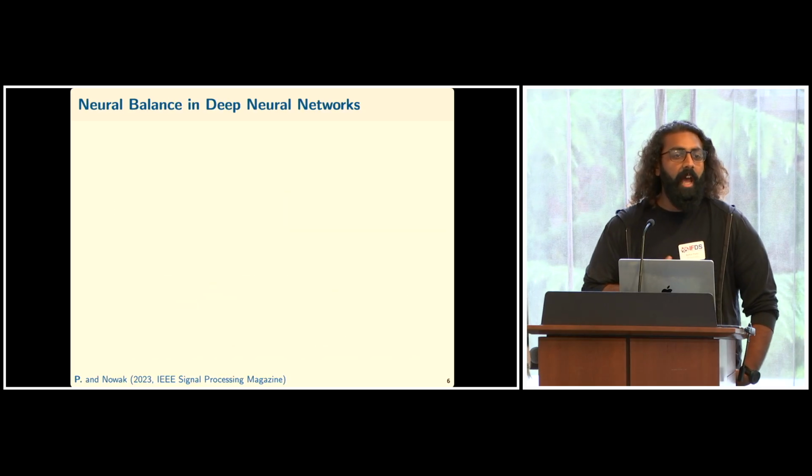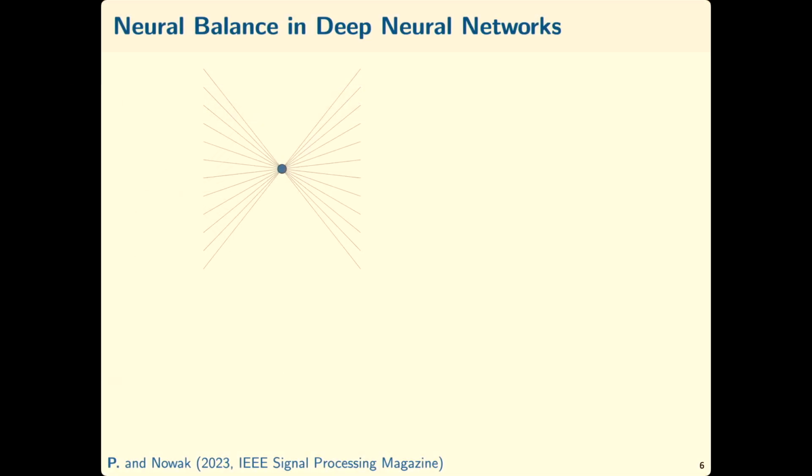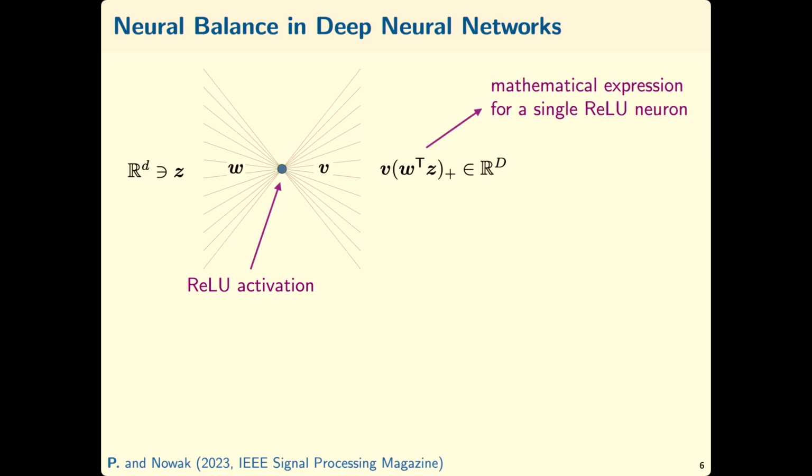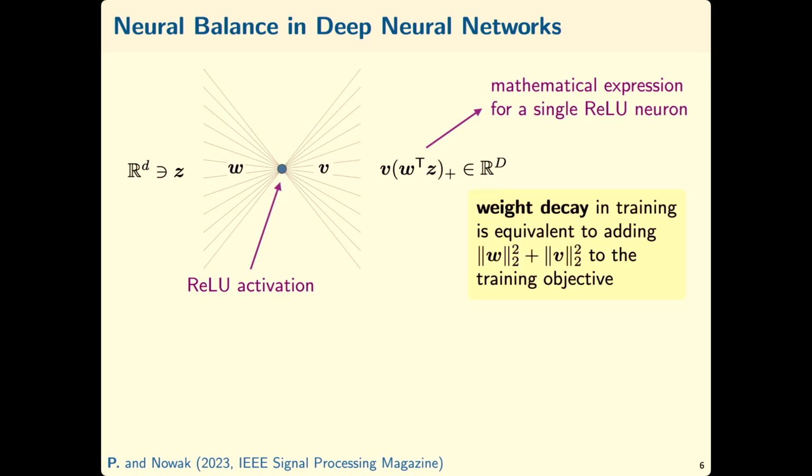Something interesting that happens when you use weight decay in neural networks is a balancing effect. Here's one neuron in some deep neural network architecture. It has a set of input weights W and a set of output weights V. The blue circle here is the ReLU activation function. If I take some input z to this neuron, out I get something that looks like this. I take z, weight it by W, so that's W transpose z, take the positive part, that's the ReLU, and then multiply by the output weight vector V. That's the mathematical expression for a single ReLU neuron. And again, when you're training with weight decay, it just means you add this L2 penalty to your objective.